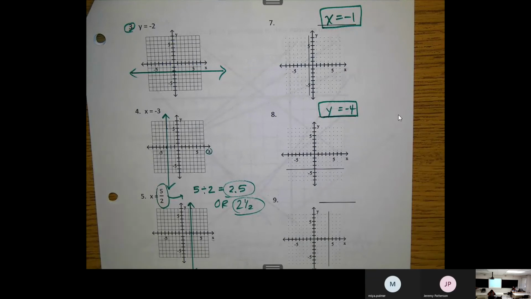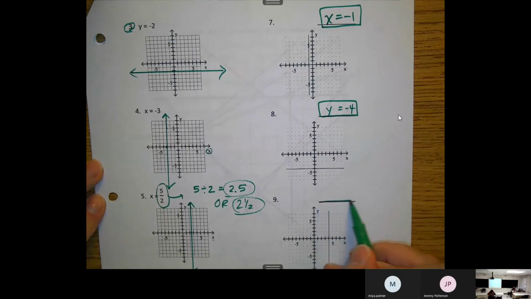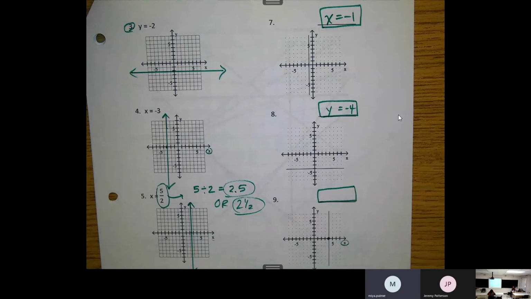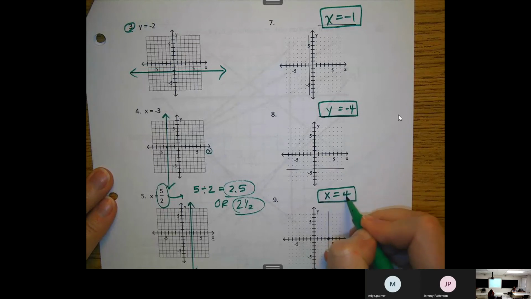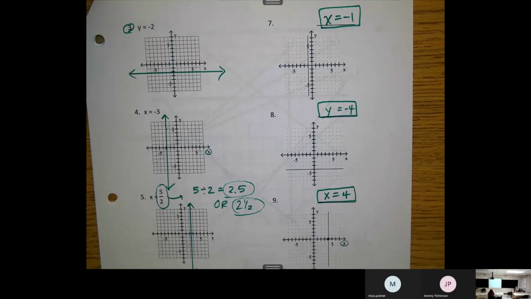Jeremy or Maya, could you help us out with number 9? Yes. I'm seeing an x equals 4 on the chat. Nice. Crosses the x-axis at 4. Great.